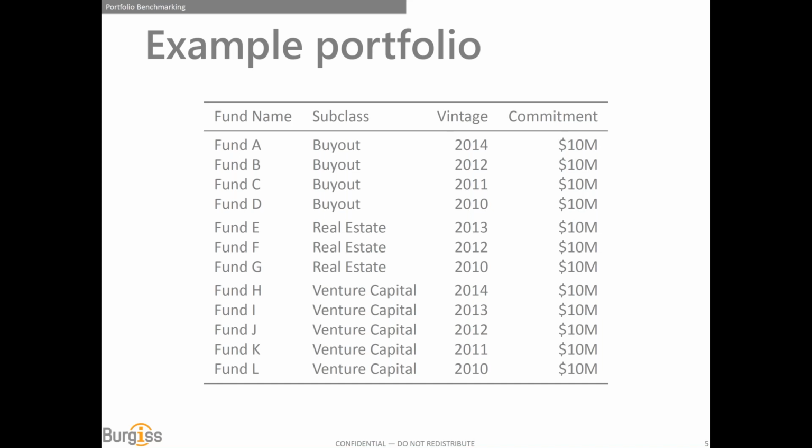The commitments span a number of different what we would call subclasses, namely buyout, real estate, venture capital. They span a number of different vintages, in this case 2010 to 2014. Each commitment has a commitment amount, which in this case happens to be exactly equal across every commitment, but could vary. And in this one, we happen to have committed to one fund per vintage, but that could also vary. You could absolutely have a portfolio with multiple commitments in one vintage and zero commitments in some other vintage.